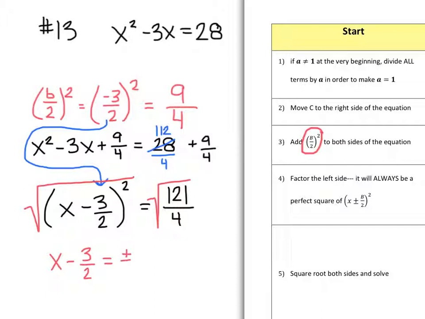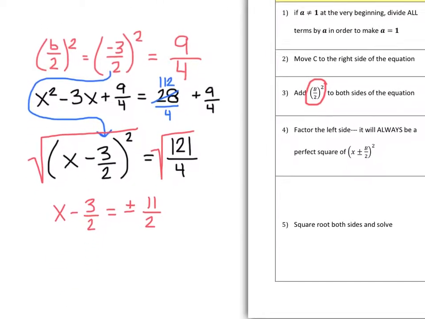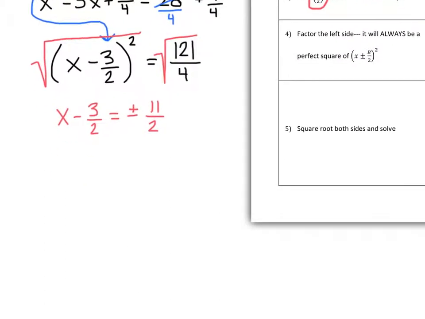What's square root of 121? 11. What's square root of 4? 2. So it's 11 over 2. Okay, now we just need to get the x by itself. So what do I do with 3 over 2? Add it, since it was being subtracted.